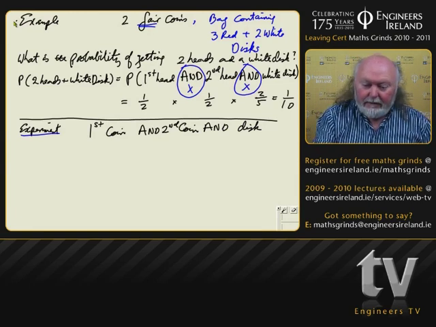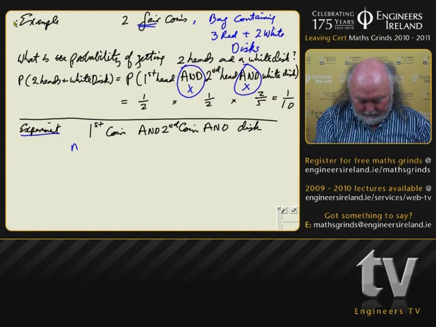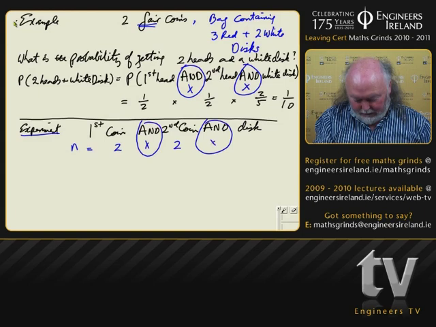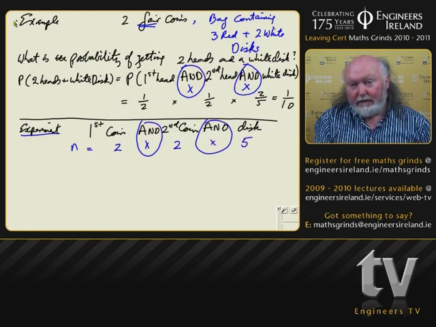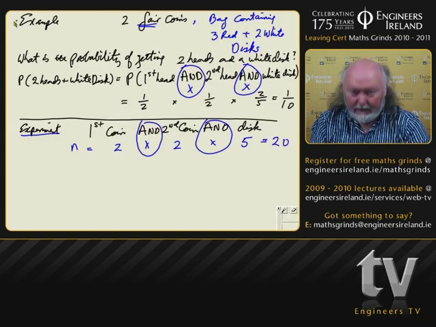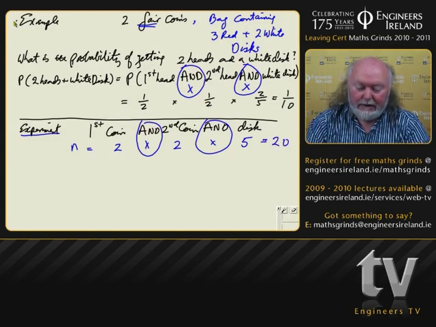So, n, what's the number? 2 possibilities here. That's a multiply. 2 possibilities here. That's a multiply. And there's 5 discs there. Total of 20 of these possibilities.